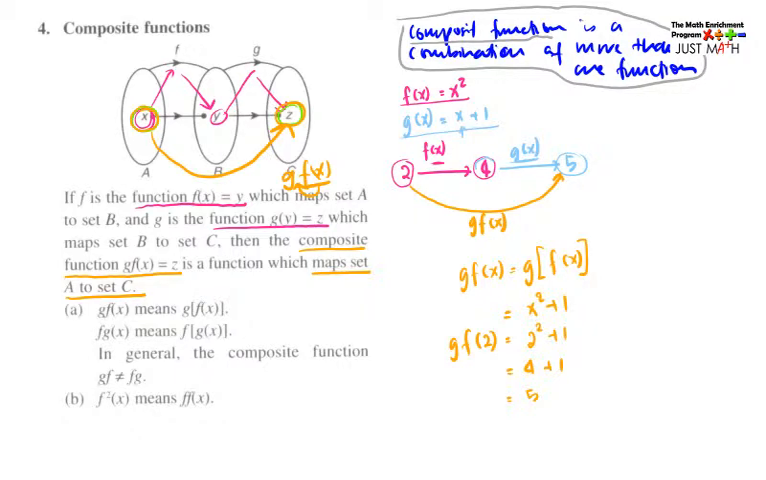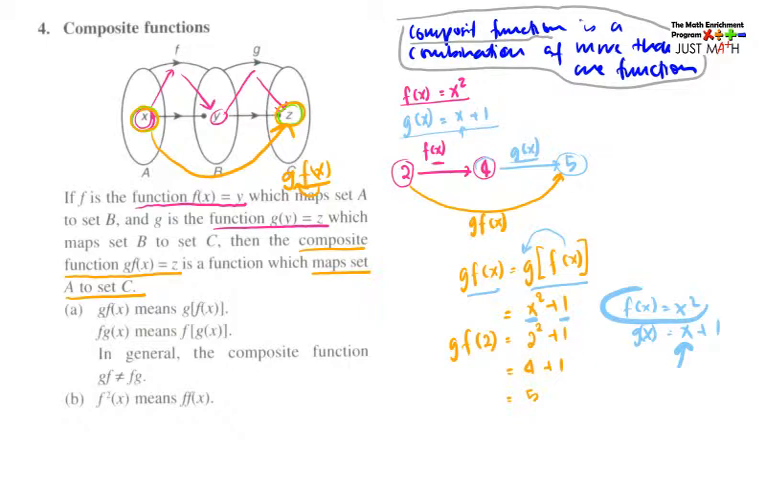You can write in this format: gf(x) is equal to g of the bracket f(x). That means f(x) you put into g(x). Since g(x) is equal to x plus 1, and f(x) is actually x squared, you put this f(x) into this x, so this x now becomes x squared plus 1.